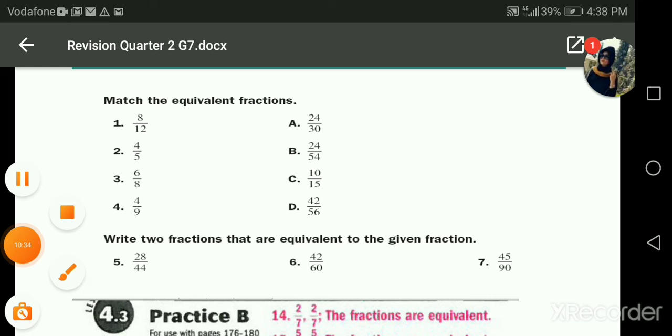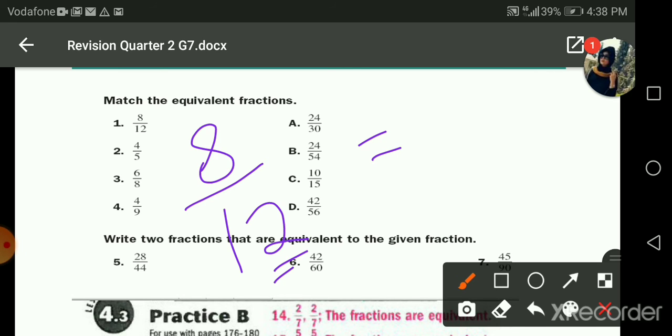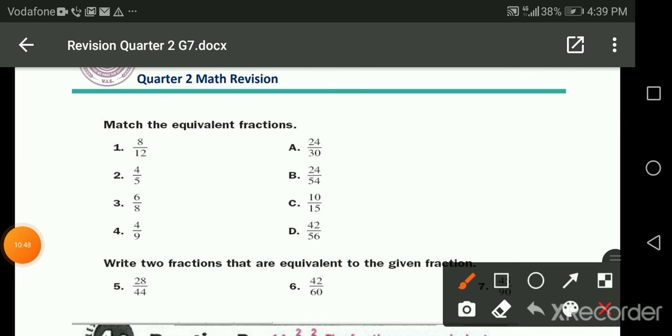We have here match the equivalent fractions. It's a very easy one. If I say 8 over 12 and I have here fractions, I need to know what's the equivalent fraction for that. Okay, let's see it together step by step. How can I solve the equivalent fraction? Remember, my dear students, get all of that in the simplest form.